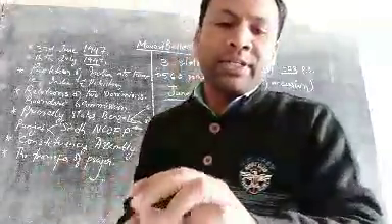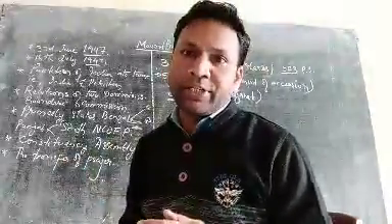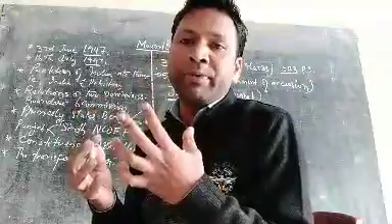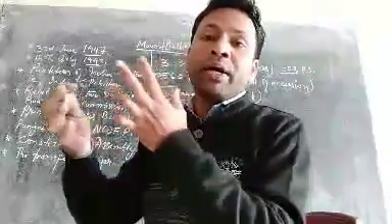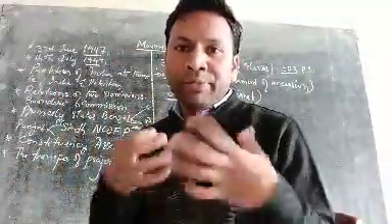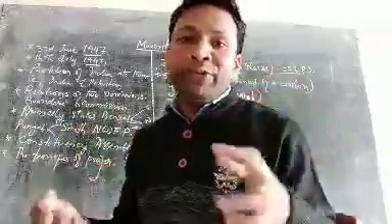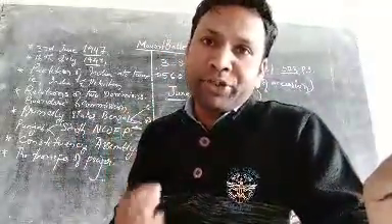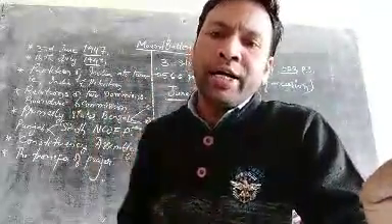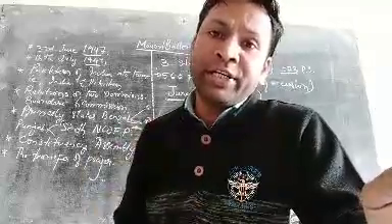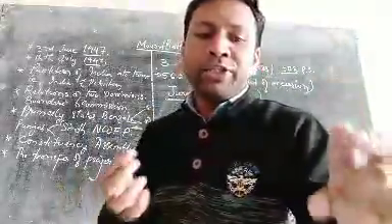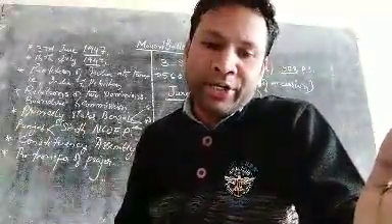A plebiscite was conducted, meaning a vote, to see what percentage of the people would vote in favor of India or in favor of Pakistan. Fortunately, 99.95% of the common people of Junagadh voted for the Indian side. Everybody stood in favor of India. So Junagadh came under India. That is one of them.